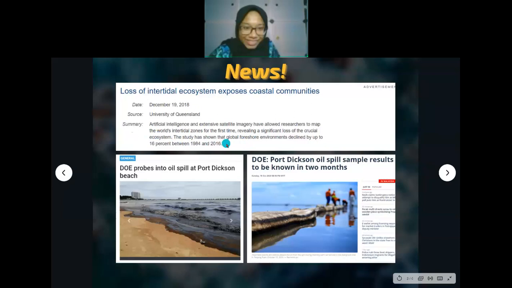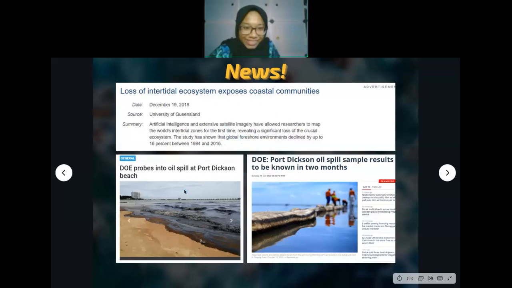So this study was done by using 700,000 images from the satellites, and it cost around 1 million hours to compute the whole picture, using 20,000 machines from Google. So this study has given us the map of the intertidal ecosystem and intertidal areas, and it also showed us the decline of the intertidal ecosystem by around 16% between 1984 to 2016.